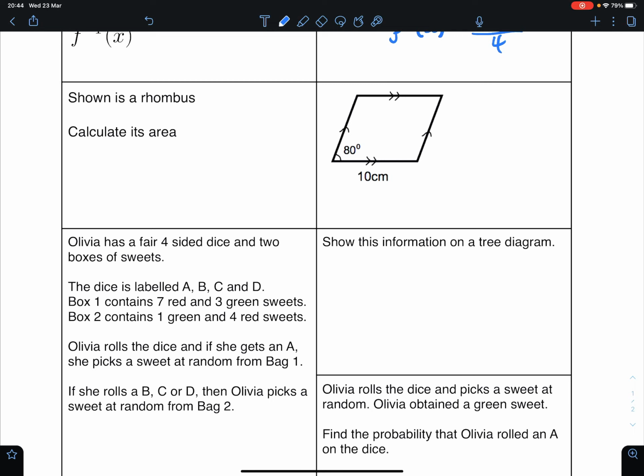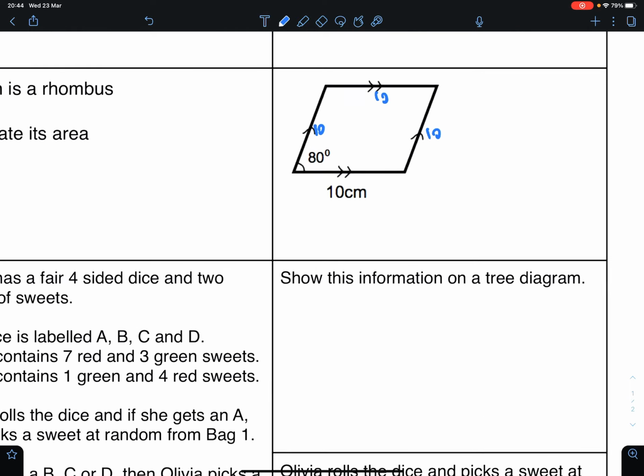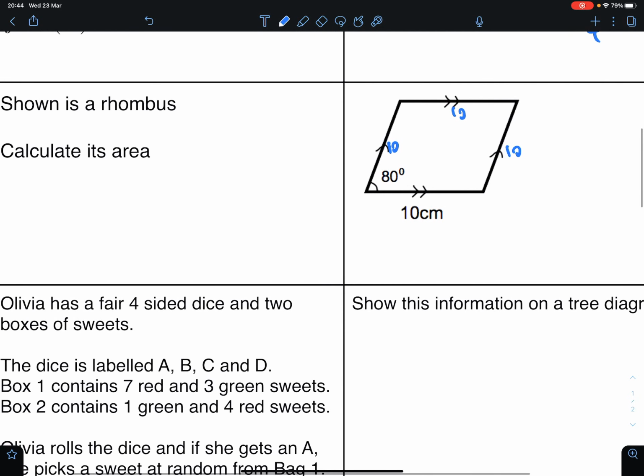First of all, it's a rhombus, so all 4 sides of a rhombus are the same length. So this is 10, and this here is 10, and this here is 10 as well. And to work out the area of a rhombus, let's just make that a little bit bigger. We need the perpendicular height, i.e. this here. So what I've made here is actually a right angle triangle. And if this here is 80 degrees, I can write this one, because it's alternate, as an 80 degrees as well. And I know that the hypotenuse here is 10.